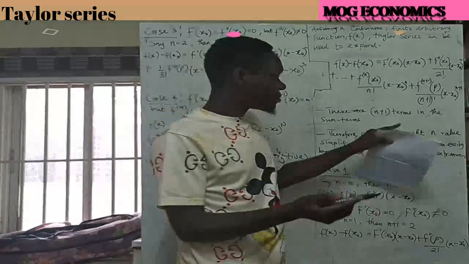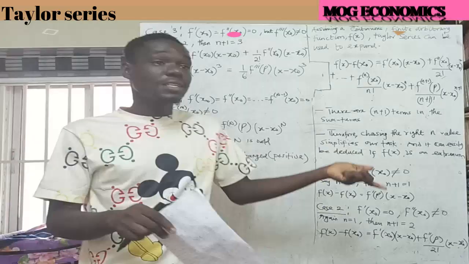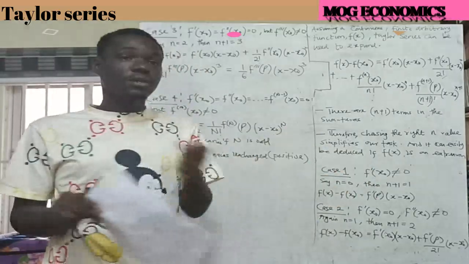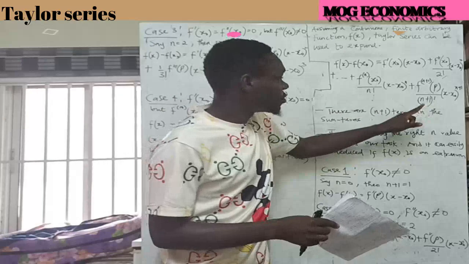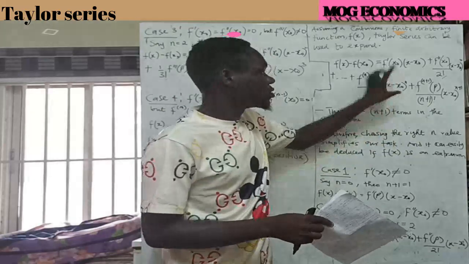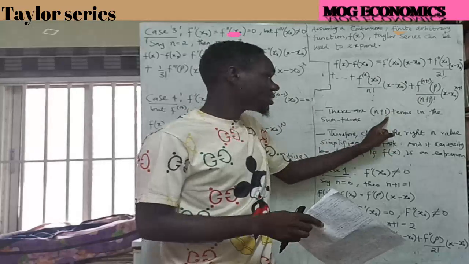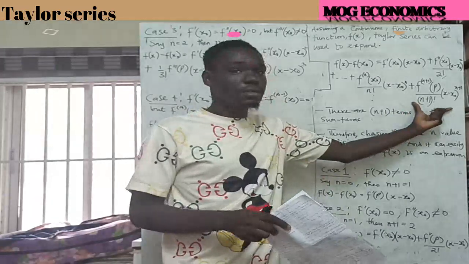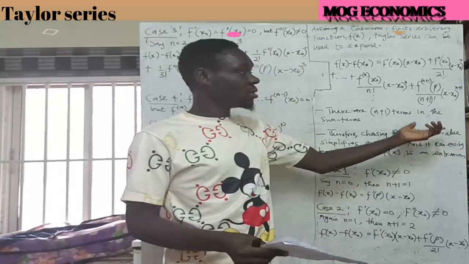Now the n plus 1 terms here, the definition of the n plus 1 terms in this case, is quite different from the one we have been used to. The n plus 1 term here is only saying that the total number of terms in this expansion is n, plus this one here, which stands for the remainder term, this last term.